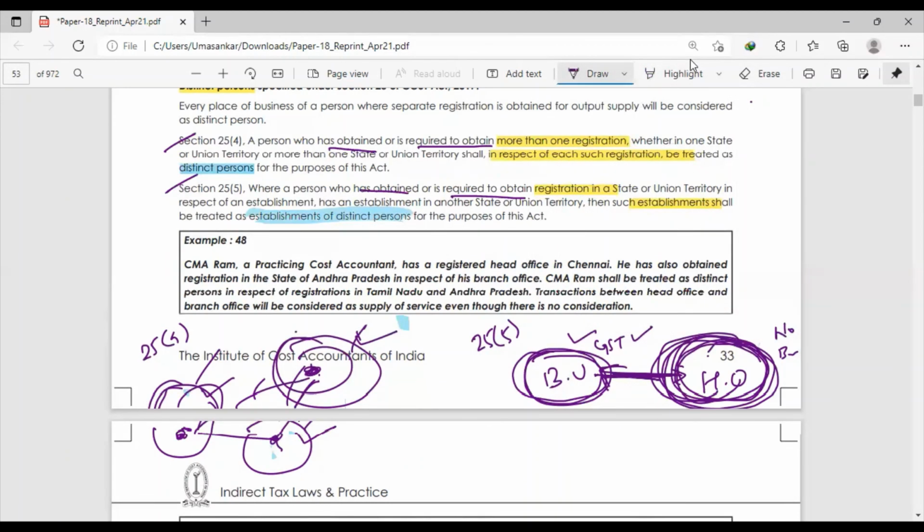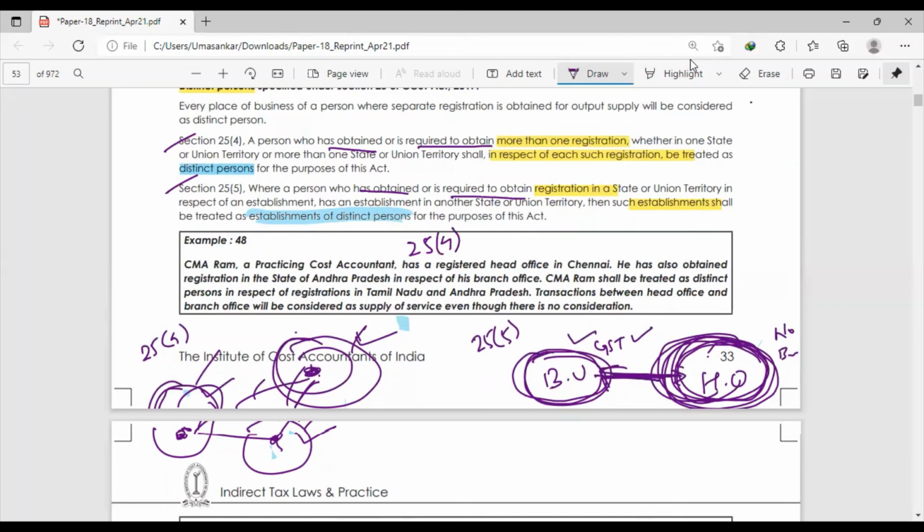CMA Ram, a practicing cost accountant, has registered head office in Chennai. He has also obtained registration in the state of Andhra Pradesh in respect of his branch office. CMA Ram will be treated as a distinct person in respect of registration in Tamil Nadu and Andhra Pradesh. Transaction between the head office and the branch office will be considered as supply of service, even though there is no consideration. This is the case of, any guess? 25.4 or 25.5? 25.4.